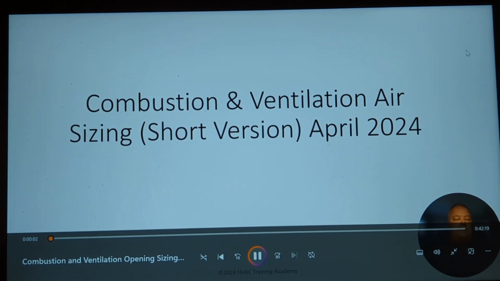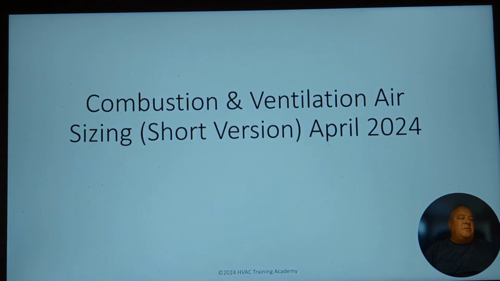Hi, Greg Taylor here, talking about combustion and ventilation air sizing. The short version, preparing technicians to write their Gas Technician 2 TSSA fuel safety exam.